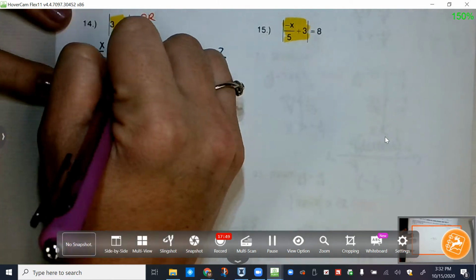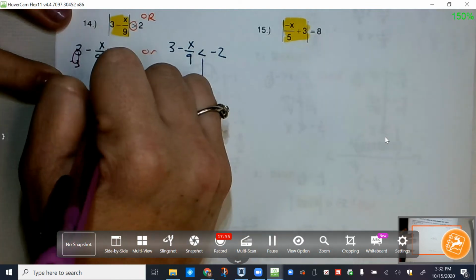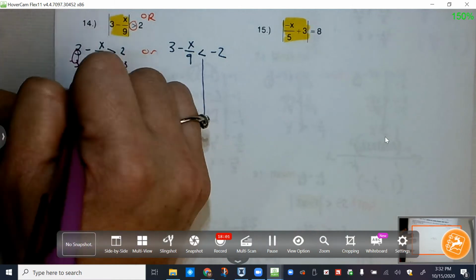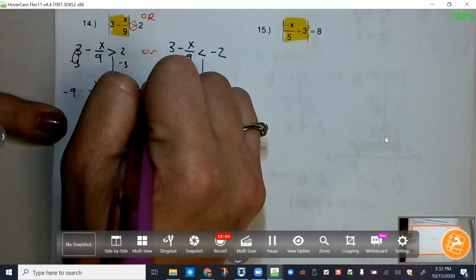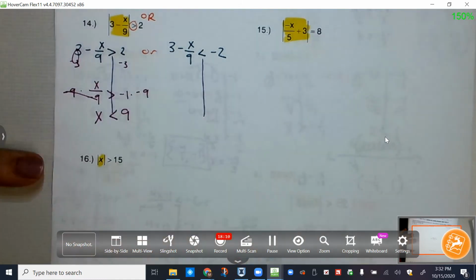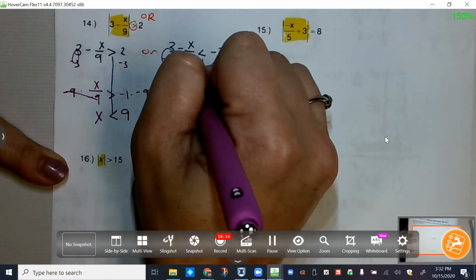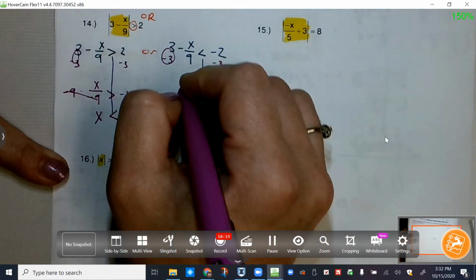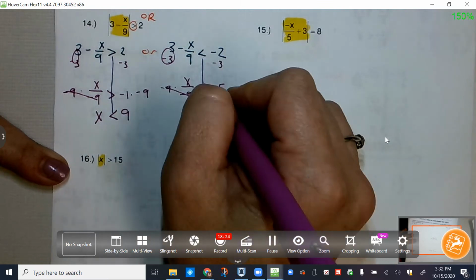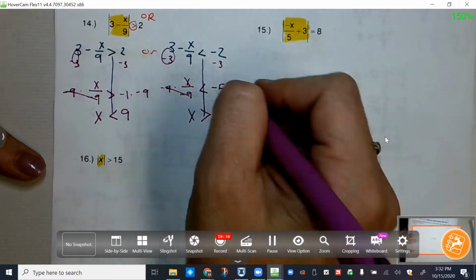So -3 minus 3, I get x over negative 9 is greater than 2 minus 3, which is -1. Now remember, the opposite of dividing by a -9 is multiplying by a -9. So I'm going to multiply both sides by a -9, and when you multiply both sides by a negative, you flip your symbol. So we get x is less than 9. We'll do that again: -3 minus 3, x over -9 is less than -5, times -9, flip your symbol, x is greater than 45. Positive, because two negatives make a positive.